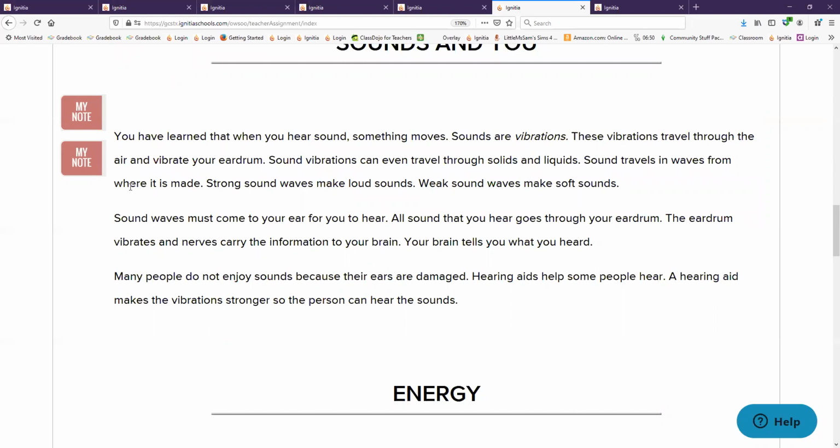Sounds travel in waves from where they're made. Strong sound waves make loud sounds. Weak sound waves make soft sounds. Sound waves must come to your ear for you to hear.